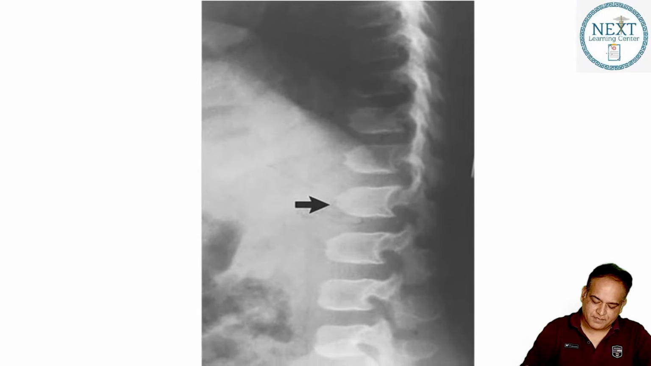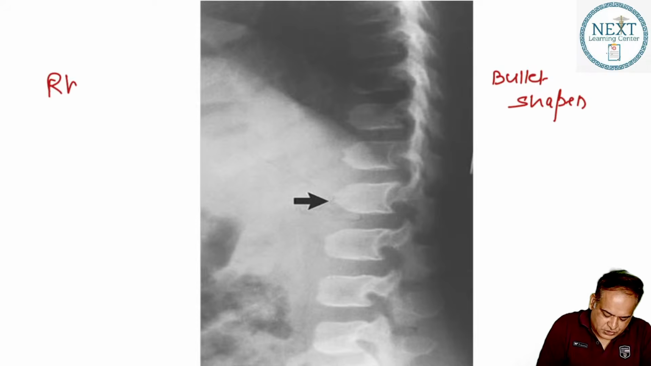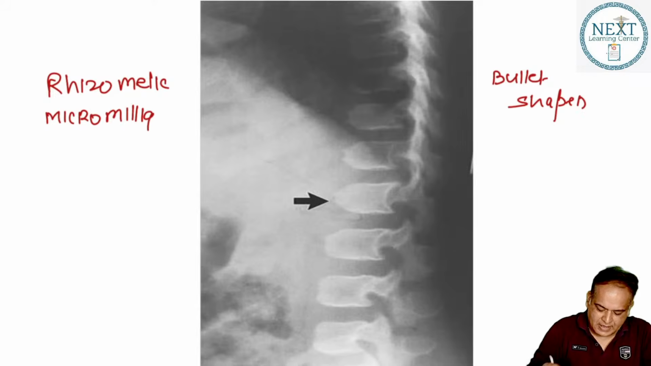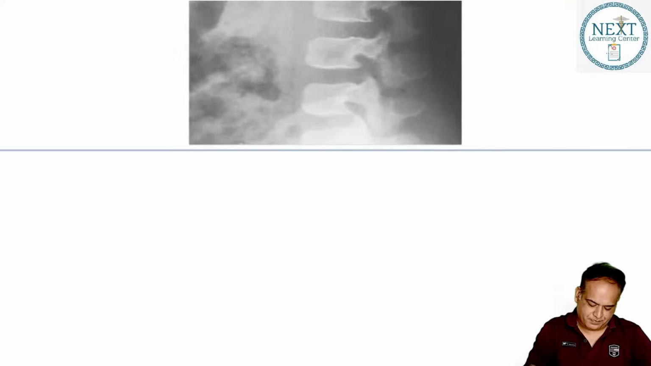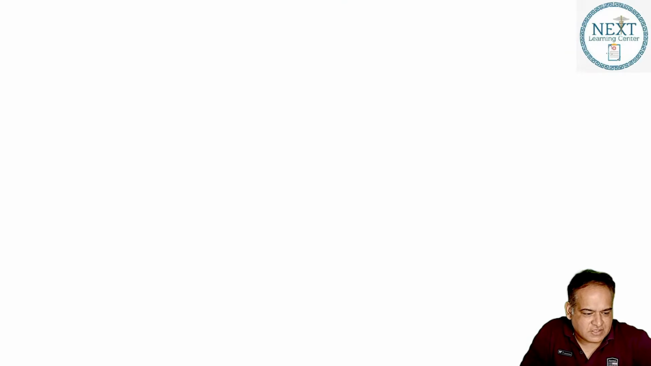So what do we have here? We have got bullet shaped vertebra. Again they ask you the term: what is the pattern of deformity? Rhizomelic micromelia.